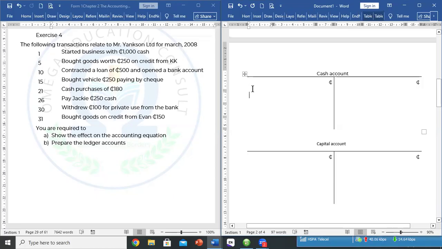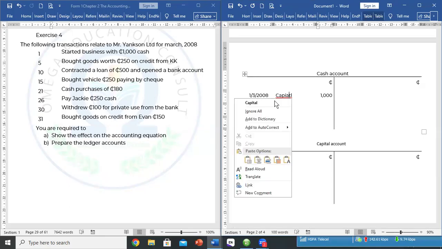The first thing you put there is the date. What date does this transaction occur? It was on the 1st of March 2008. The details is the other account. In this transaction, the other account was the capital. Then you put the amount there, 1,000 cedis. The currency, cedis, is always on top of the amount column. You always have to do that. If not, you are going to lose marks.